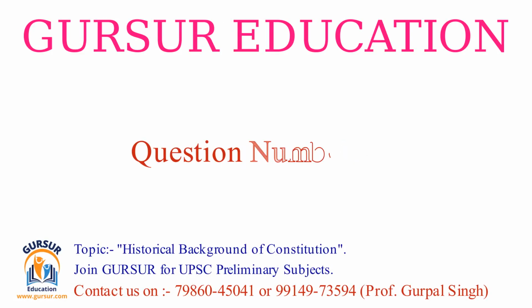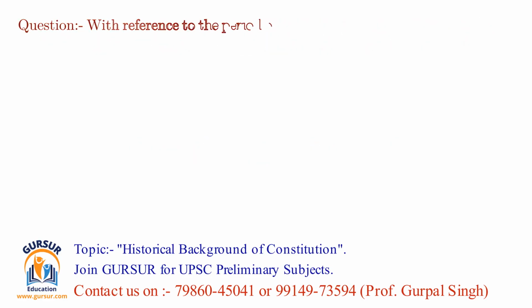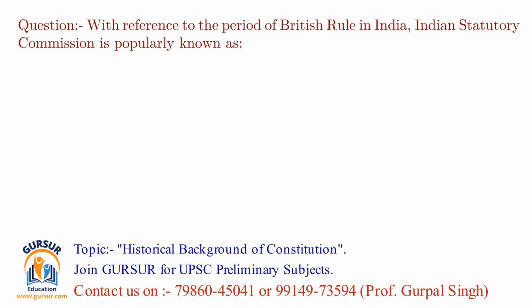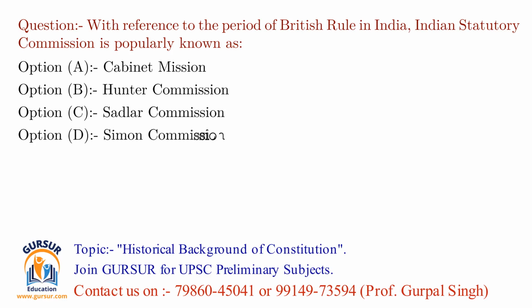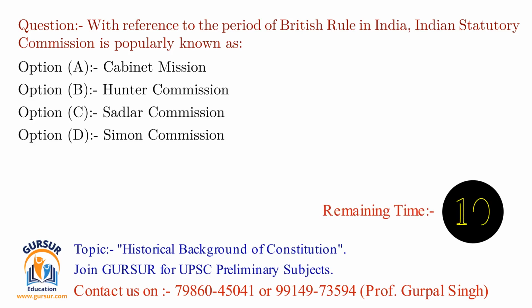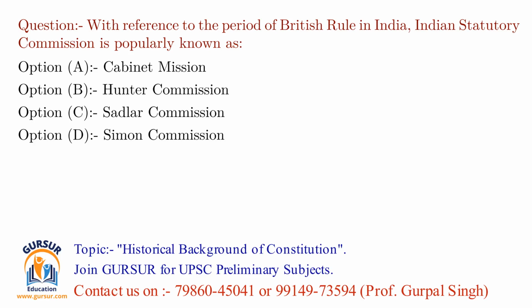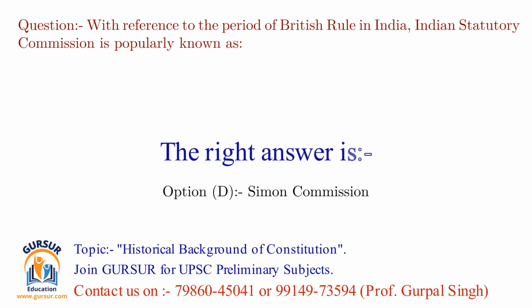So now we move next. The question number 21 is, with reference to the period of British rule in India, Indian Statutory Commission is popularly known as. The option A is Cabinet Mission. The option B is Hunter Commission. The option C is Sadler Commission. And the option D is Simon Commission. And your time starts now. So the right answer of this question is option D, and that is Simon Commission. So now we move next.